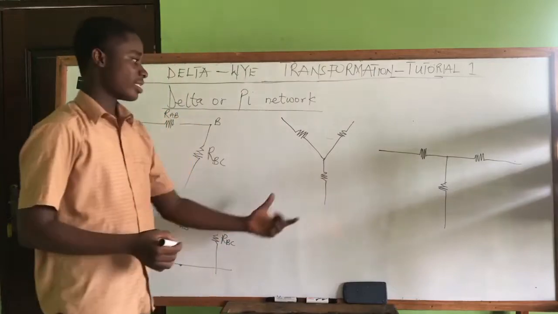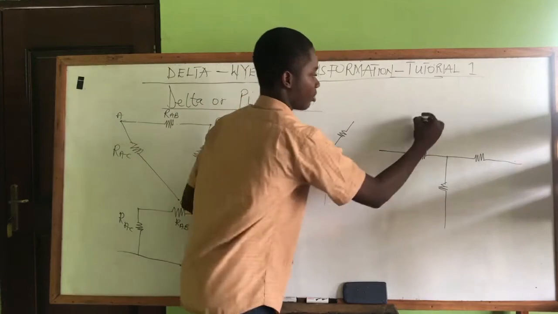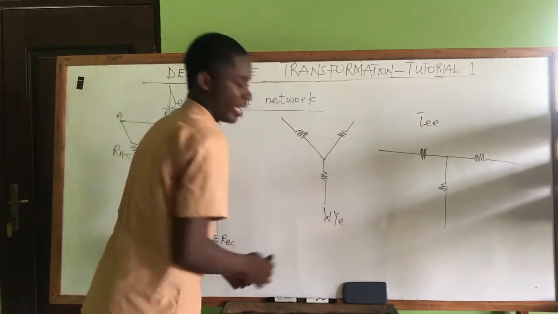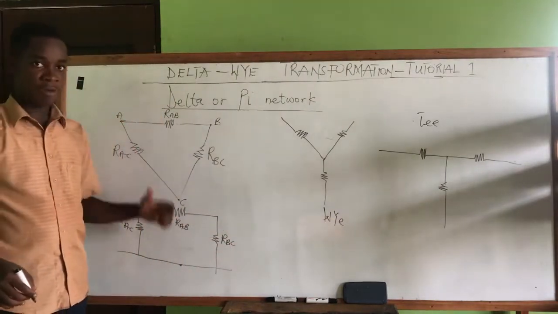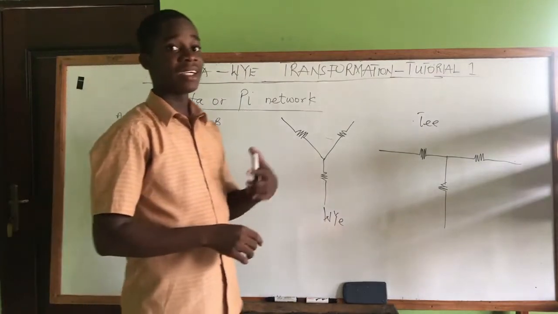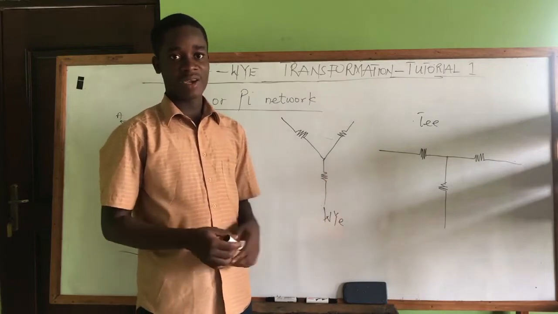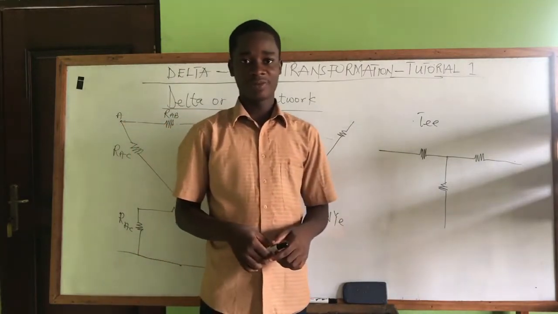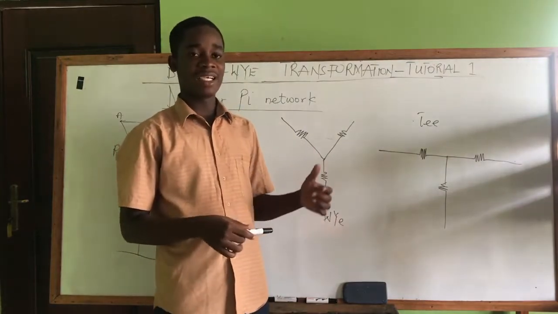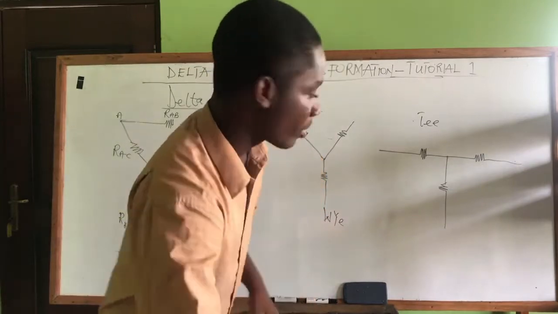Good. So this is a Y network or a T network. So I have a T and a Y. This is a delta or pi. In this conversion, we are going to change from a delta network to its equivalent network, which is a Y. Now the question is, how do we do that transformation? It's just mathematics, formula work. You just have to know how to convert a delta value to its equivalent Y. So let's see how to do that.